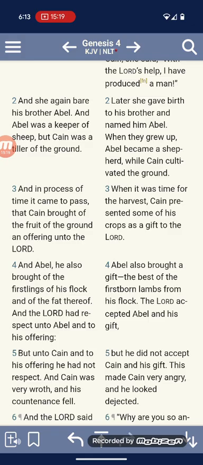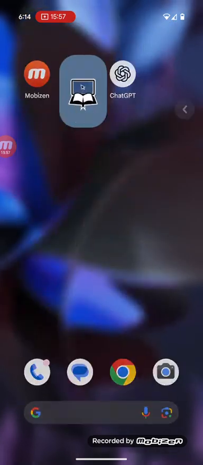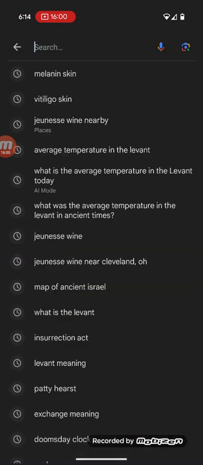In that area that they lived in, that area that they were in, the so-called Middle East, it's been referred to as the Levant. So let's look up what the meaning of the Levant is. For those of you who don't know. And I'm just reading this from Google. Let's see if I can't get it on this phone here. All right.